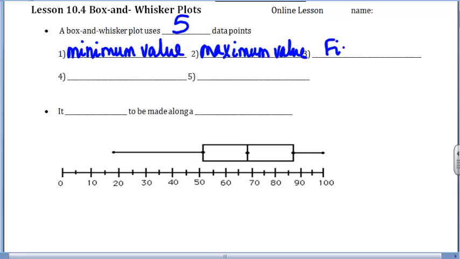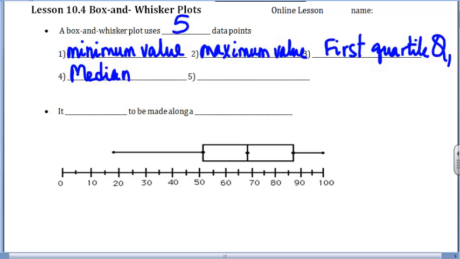We use the first quartile, which is Q1. We use the median, and as you know, it's also called Q2, though we don't usually refer to it like that. And then the third quartile, which we refer to as Q3.